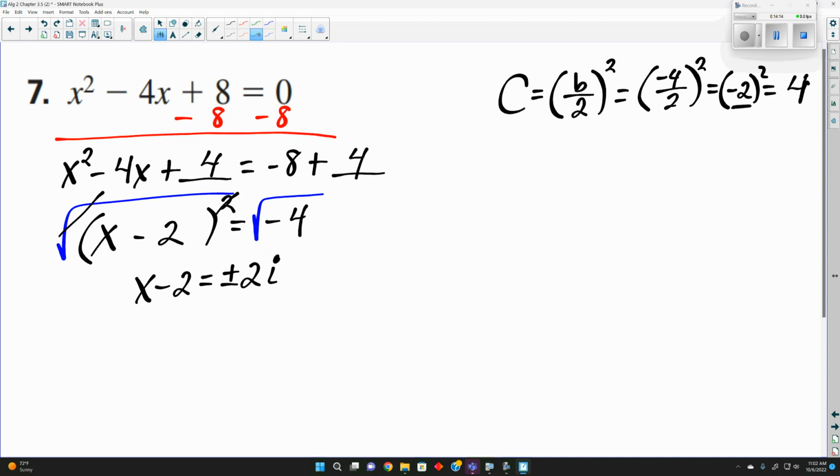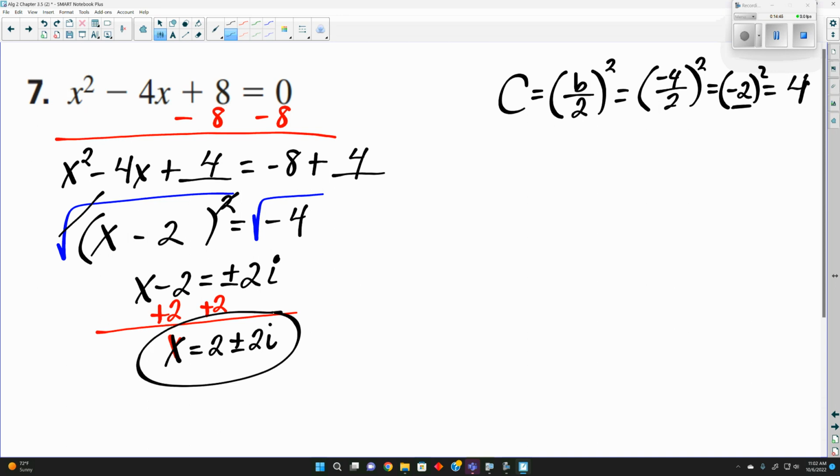Last step, what do we need to do? Add 2. We need to get x by itself. Telling us x is equal to 2 plus or minus 2i. Are 2 and 2i like terms? Can we add or subtract those? Well, no, because we're saying 2 plus 2 times the square root of negative 1. They're not the same. So that's it. That is our final answer.